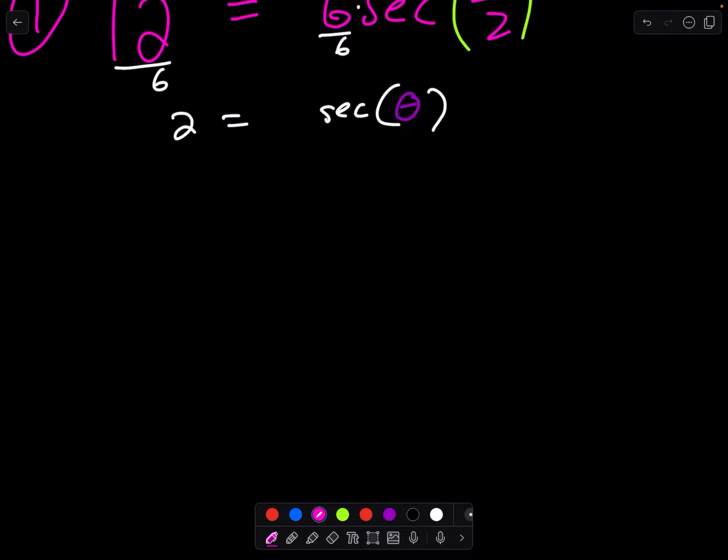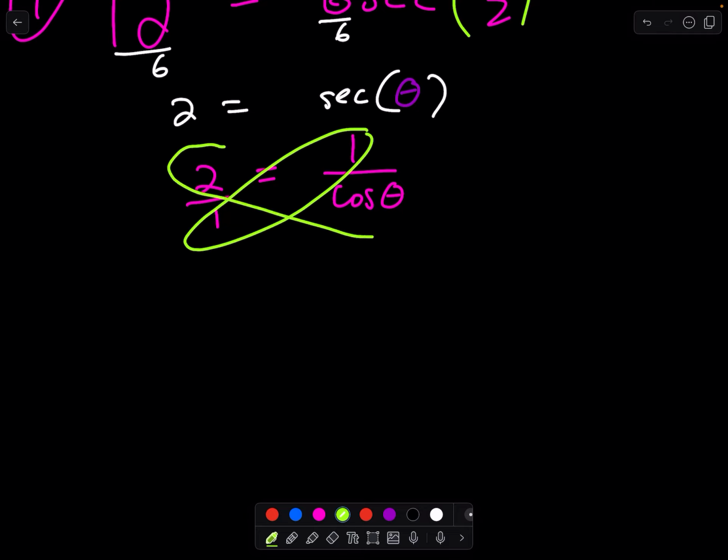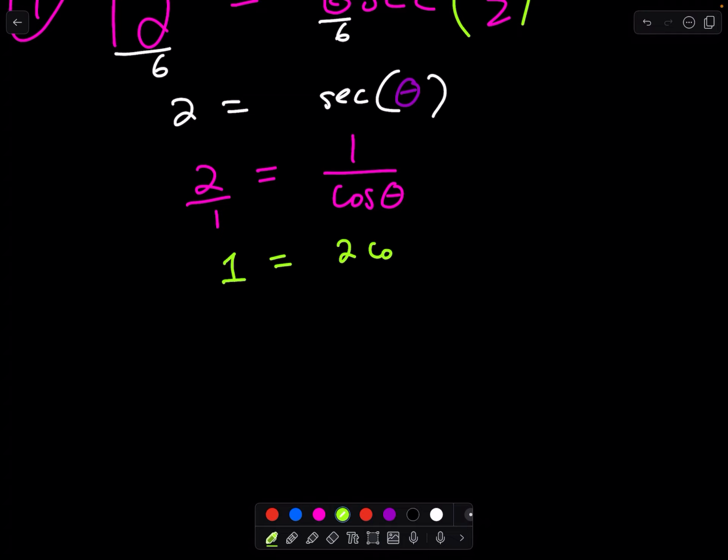Okay, now recall, secant is 1 over cos, and 2 is 2 over 1. Now, there's a couple ways to handle this. I think the most clear way that's going to reach the most amount of viewers is if you have two fractions, two ratios that are equal to each other. If you have a proportion, you just cross multiply. So you'll get 1 multiplying bottom left, top right diagonals equals 2 cos theta.